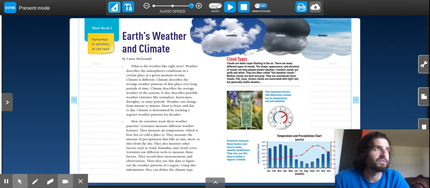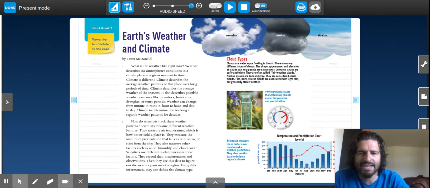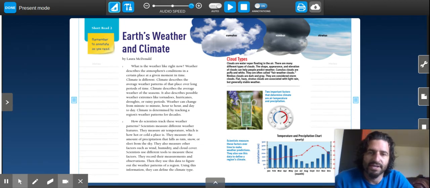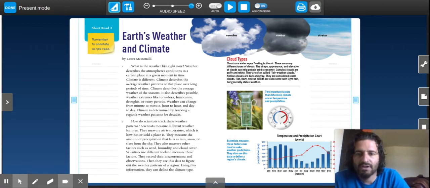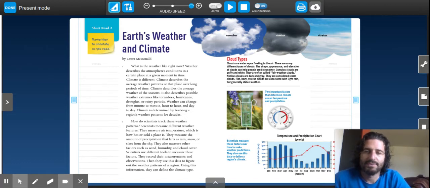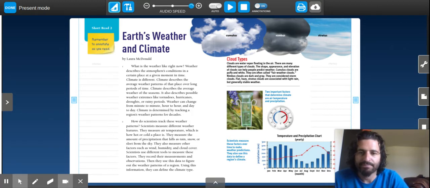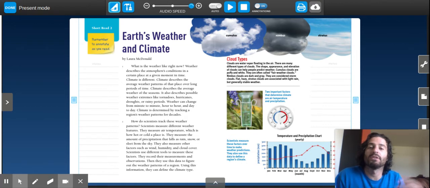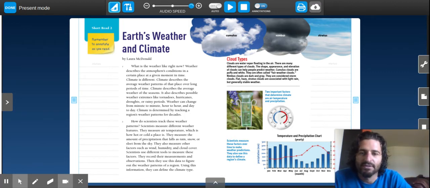Again, when you come to a definition, especially a scientific one that's got lots of words in it, read it again, maybe slowly, so you can really understand what you're reading. Climate describes the average weather patterns of that place over long periods of time. So climate is different from weather because the climate describes the average weather patterns. So what the weather's usually like of a place over a long period of time. So weather is any given moment of time. Climate is over a long period of time. So little differences there, but that makes a big difference.